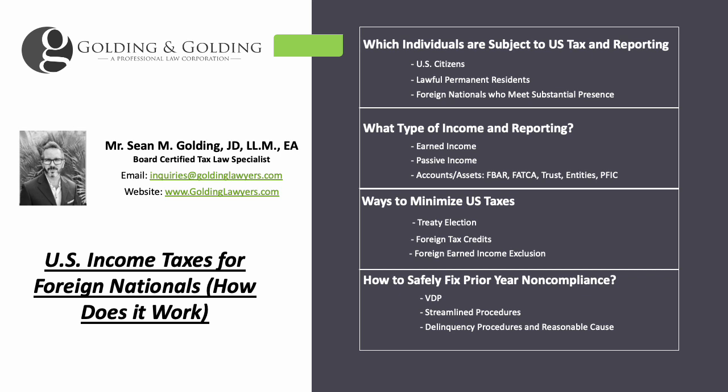Earned income, so if you're an employee, an independent contractor, whatever it is, if you're earning money for work that you're doing, then you have to report that. Same with passive income, and this is where it can get very complicated. Passive income categories are typically interest, dividends, capital gains, royalties, rental income, things like that.